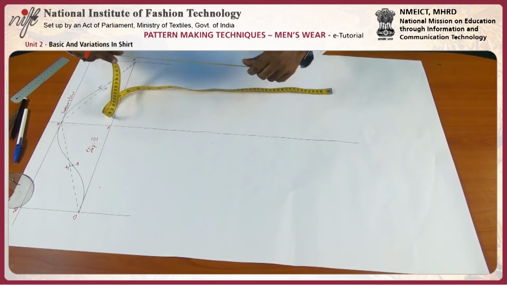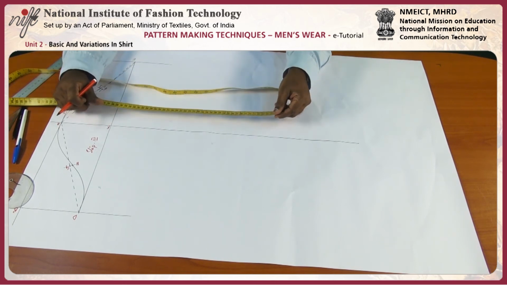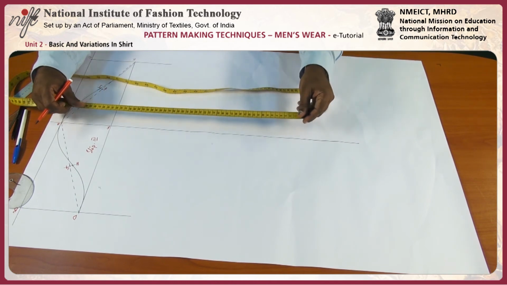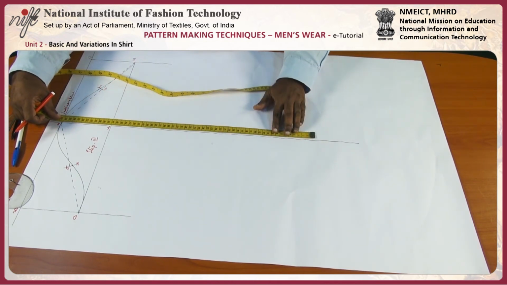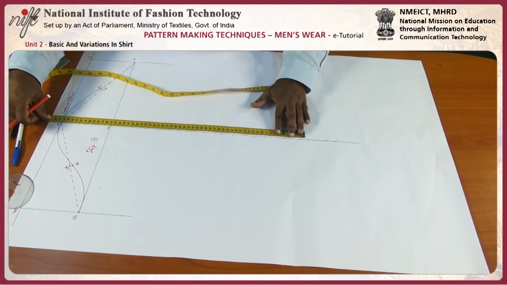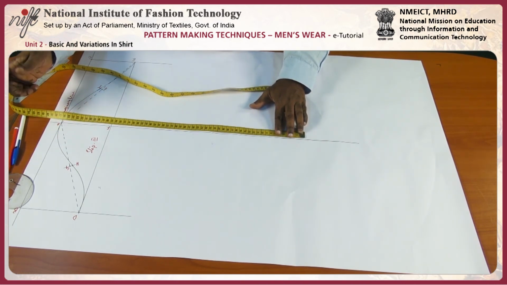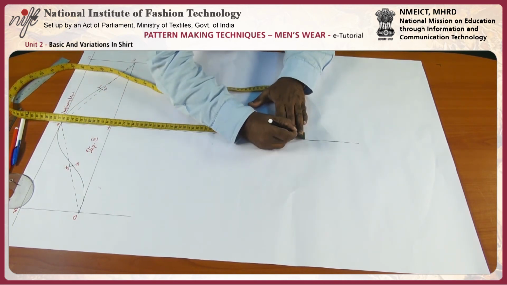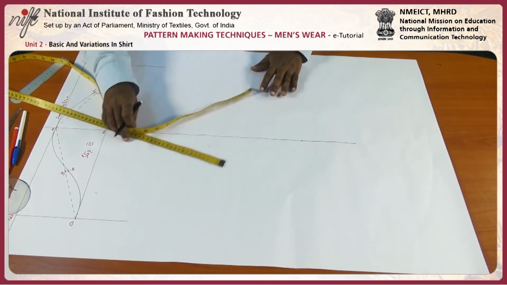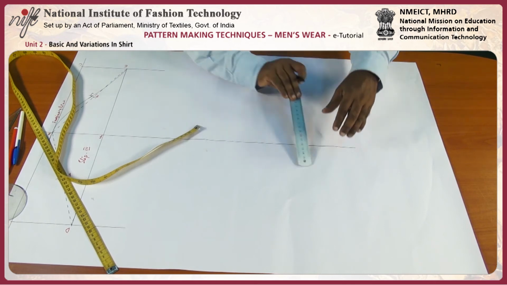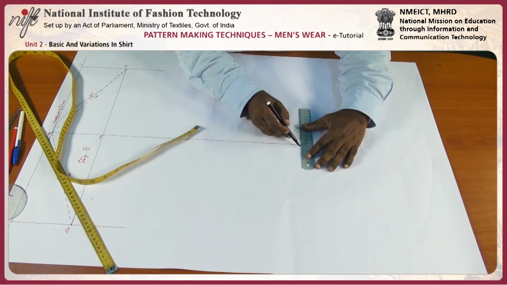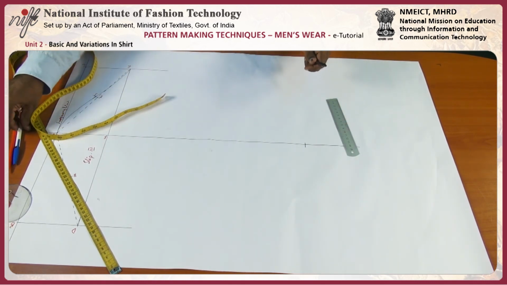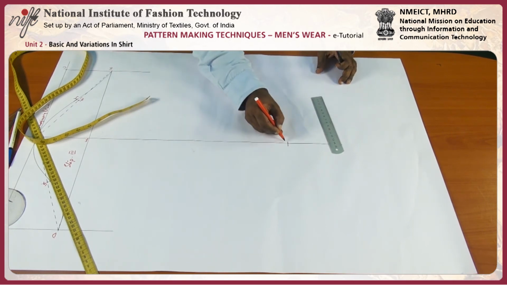A to K is the sleeve length, excluding cuff width. Cuff width will be 6 centimeters. This measurement chart is given in the spec in the earlier exercise. This will be point K.